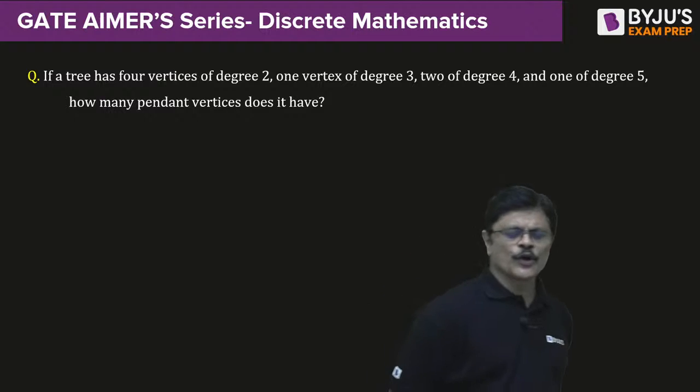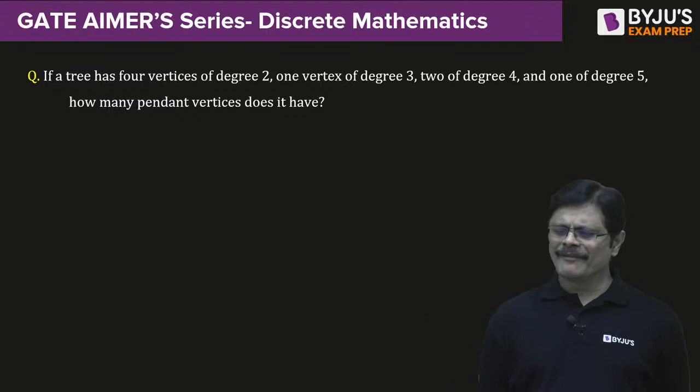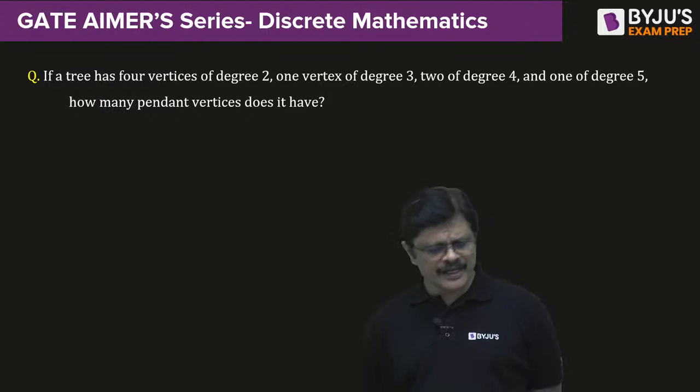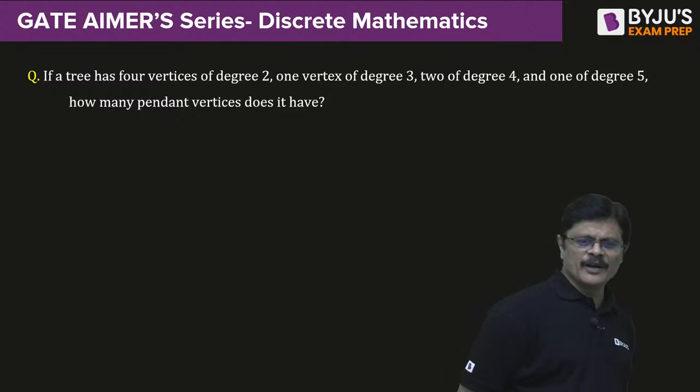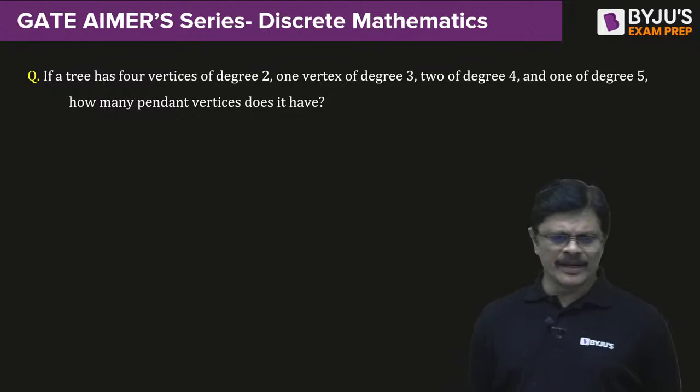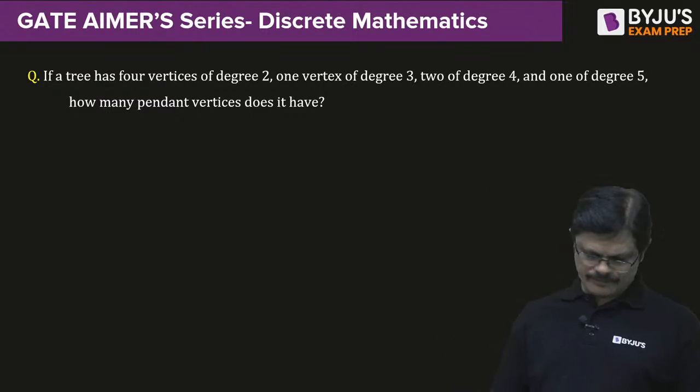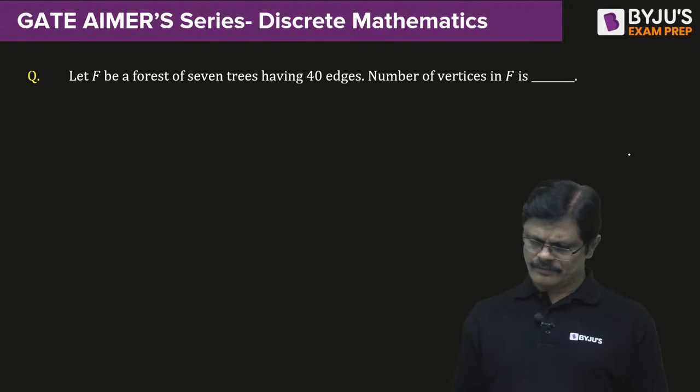A tree has 4 vertices of degree 2, 1 vertex of degree 3, 2 of degree 4 and 1 of degree 5. How many pendant vertices is the tree having? How many vertices is the tree having? Please answer this question.